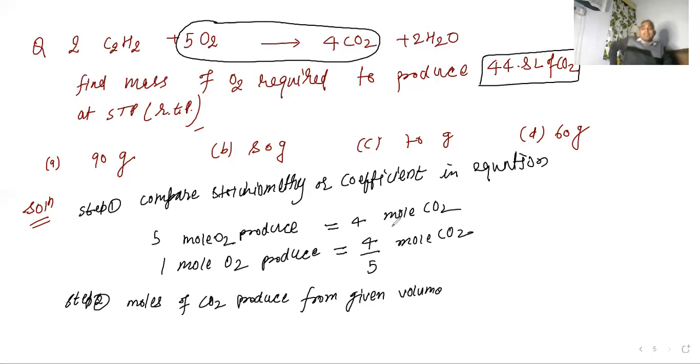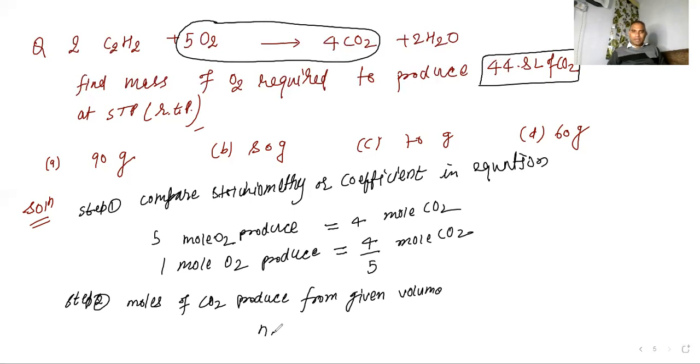Equation means in this format it is taking place, but whatever amount is given, they are saying this much amount is there and you need to compare with the balanced equation. From the balanced equation we got that 1 mole CO2 produces 4 by 5 mole. So how much mole CO2 is there actually? They are saying that is nCO2.